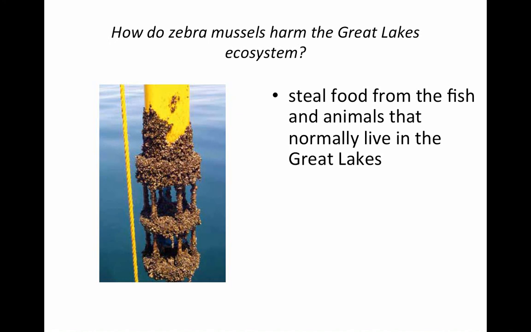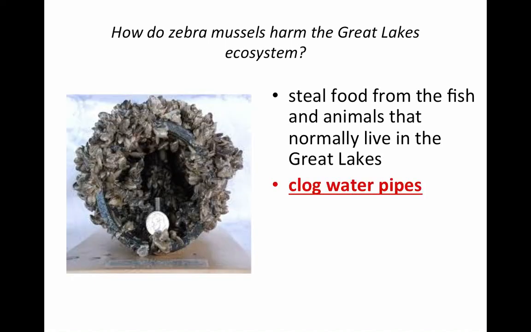First, zebra mussels steal food from the fish and animals that normally live in the Great Lakes. Zebra mussels are very hungry eaters. They eat small bits in the water like algae and phytoplankton. This is good because it cleans the water, but it's bad because it takes food away from the fish that normally eat this food. Another bad thing is that they clog water pipes. Zebra mussels grow very fast. Very quickly, they can clog up pipes and cause lots of problems for people.